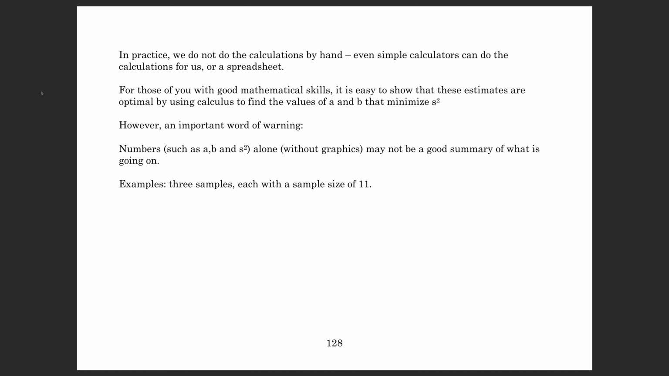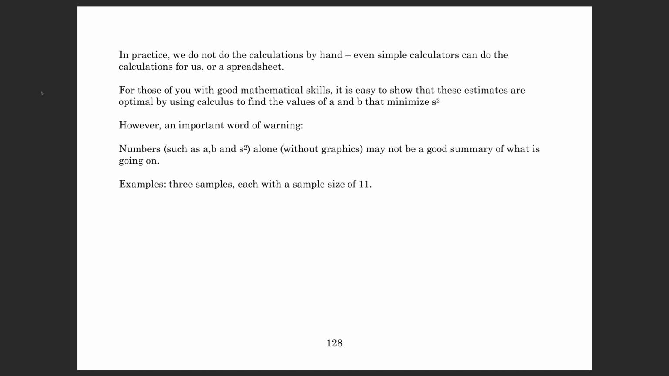As I've said, in practice, we do not do the calculations by hand. Even simple calculators can do the calculations for us, or we can use a spreadsheet like Excel. And as I mentioned, we can show these are optimal. If your calculus is good, we can easily show that little a and little b are the optimal values that minimize s squared. We use calculus to differentiate the sum of the squared residuals, and we can show that a and b are the values that minimize s squared.